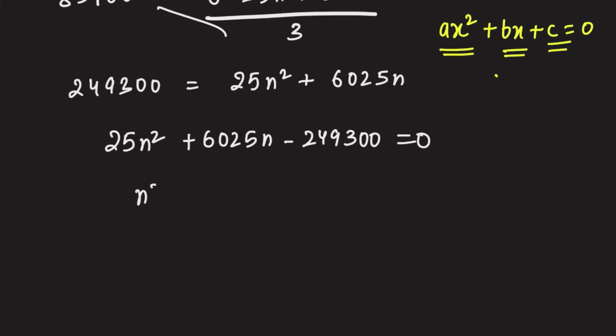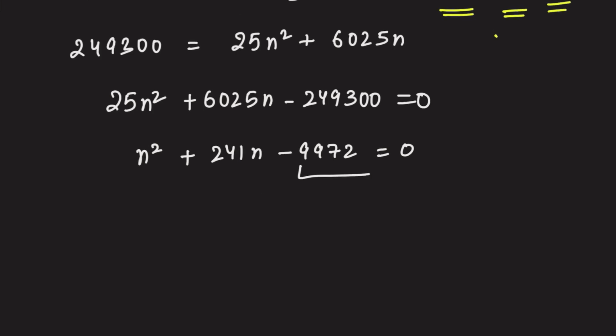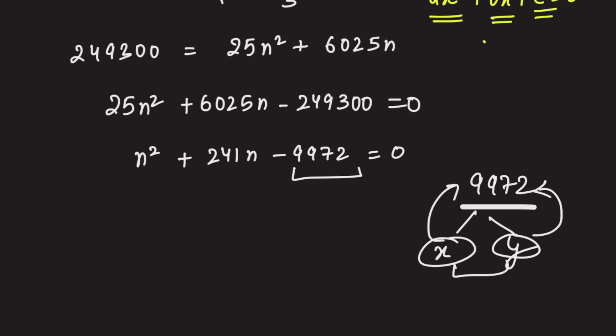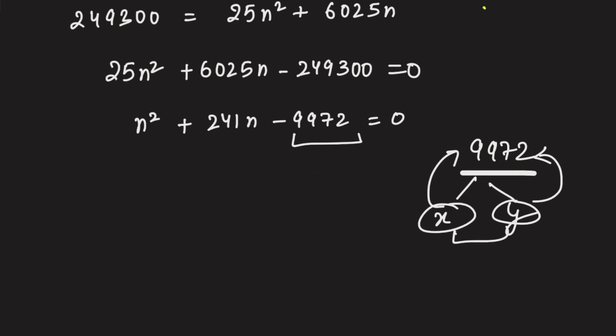Now n square, we can divide it by 25. So it comes out to be this. Alright, now we have to factorize 9972 in such a way. Here, for example, x and y, these are the factors. When they multiply, it comes out to be this. If you have done quadratic equations, then only you can solve this question, right? So the factors here are 277n and 36n.